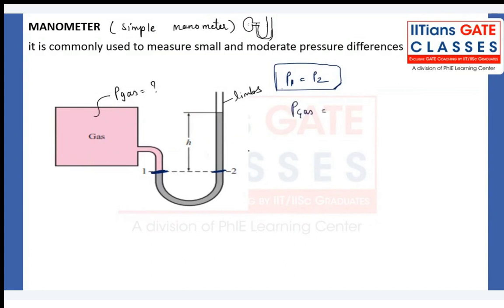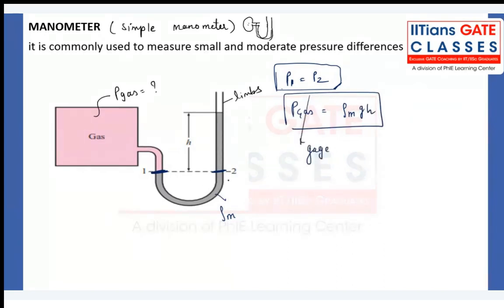P2 value is nothing but, suppose this is a manometric fluid, right? So what we can write? Rho m into g into h. Again, that will give me the gauge pressure.